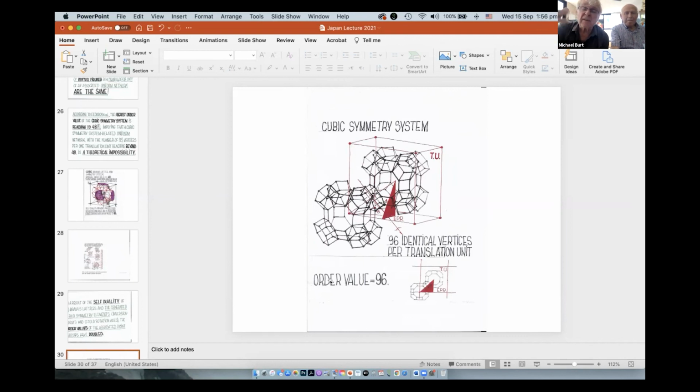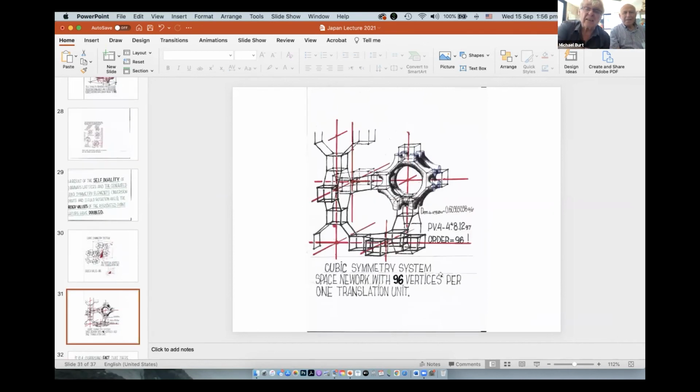This network escaped the attention of all our colleagues from Euclid up. Next. Another network.